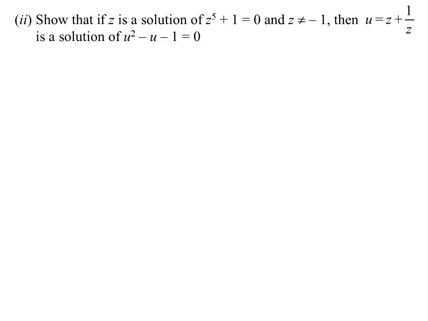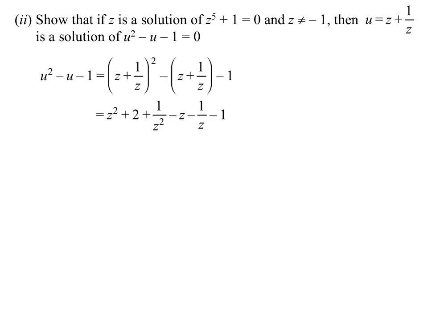Show that if Z is a solution, doesn't matter which one, if it's one of those solutions, except for the negative 1 solution, then U that equals Z plus 1 on Z is a solution of U squared minus U minus 1 equals 0. If I want to show something as a solution, I'll substitute it in. So let's substitute in the Z plus 1 on Z into U squared minus U minus 1.